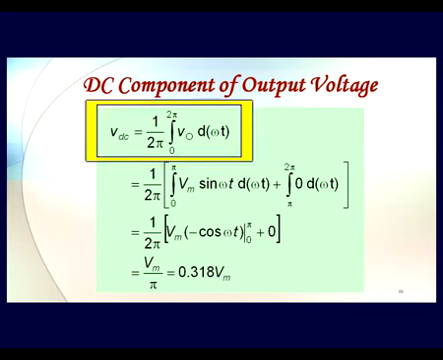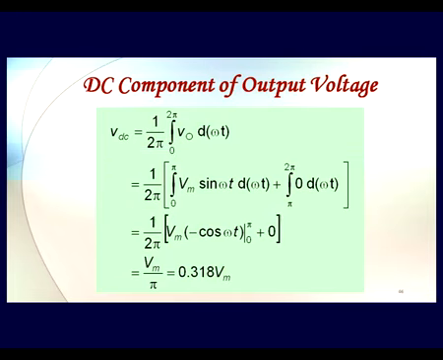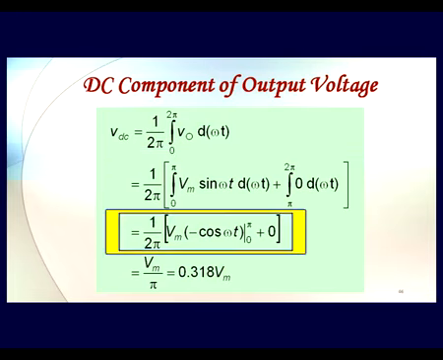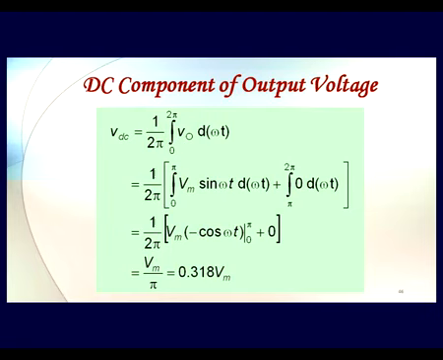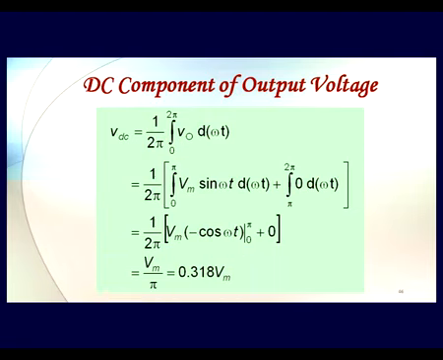So we integrate it as 1 upon 2 pi, integral 0 to 2 pi of VO d omega t, which is the integral from 0 to pi of Vm sin omega t d omega t, plus from pi to 2 pi it is 0. If I integrate it, I get minus cos omega t in the range from 0 to pi, and substituting the integration limits, I get 1 upon 2 pi times Vm into 2, so that is Vm by pi, or 0.318 of the peak input voltage Vm. So 0.318 Vm is the DC component of the half wave rectifier.